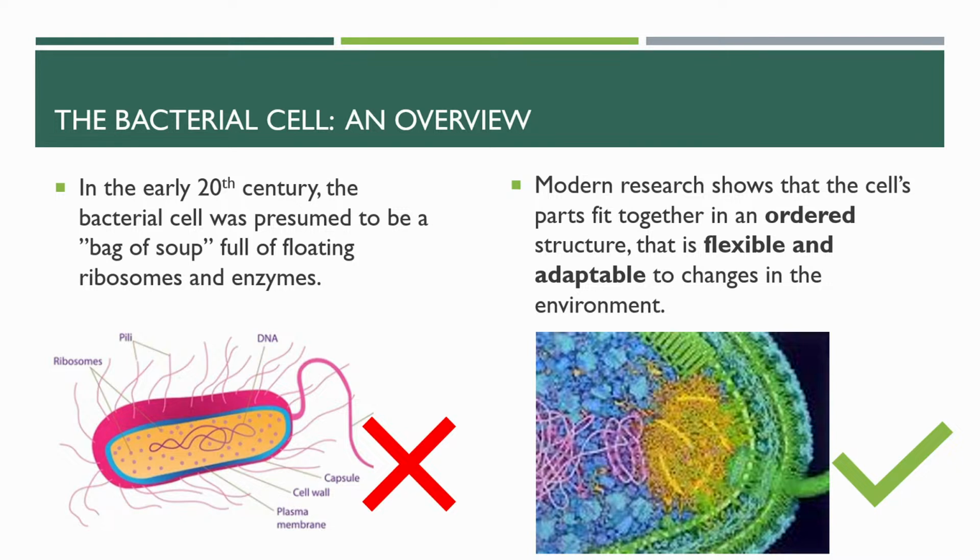Modern research shows that the bacterial cell's parts aren't actually as free-floating as we had thought. They're actually pretty ordered. They fit together in an ordered structure, and that structure is flexible and adaptable to changes in the environment. And if you think about how ubiquitous bacteria are, they've been around before we've been around, and they've been able to adapt and survive to many different conditions. And so, there's got to be some sort of order and structure to them. And so they're so small, and we're just now developing all of these technologies to be able to visualize them in all of their structures.